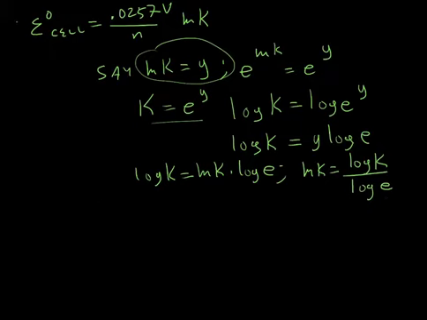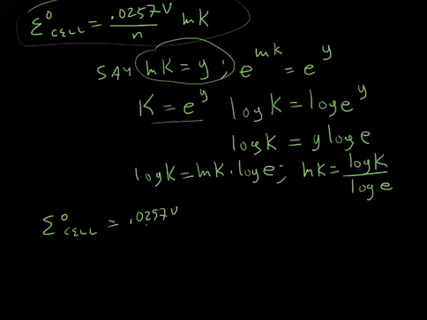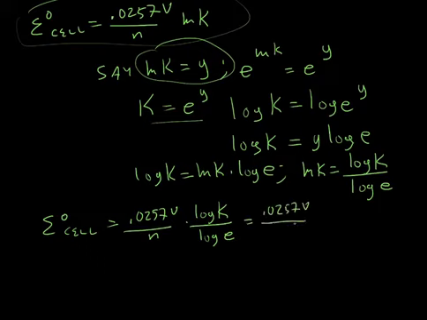So going back to the original equation that we started with, we can make a substitution. We can say E naught cell is equal to 0.0257 volts over N times the natural log of K. But we now know that the natural log of K can be thought of as the base 10 log of K over the base 10 log of E, which ends up being 0.0257 volts over N times the base 10 log of E, which evaluates as 0.4343, and then this is times the base 10 log of K.